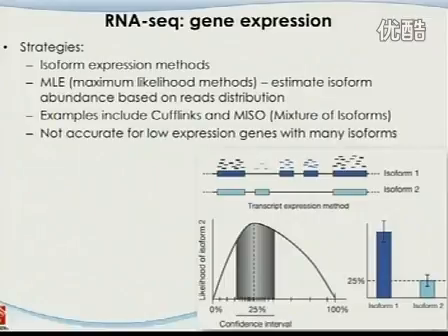What they do is use maximum likelihood methods, which I'm not going to go into the equation part of, maybe a little bit in the next lecture. Examples include Cufflinks and MISO, which are both general. I mean, the people in my lab know these two very intensively. They know that we use them a lot. But the point is, this is some type of isoform expression method.